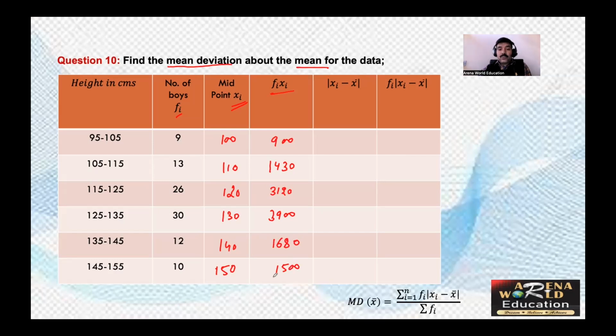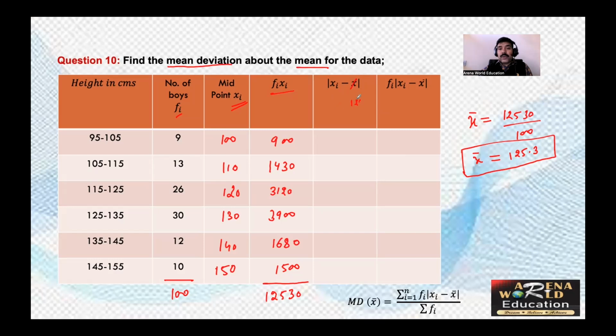Now to find the mean, what we will do, we will find this sum and this sum of fi, right? So this will be what? 12,530. And what is fi? Total fi will be 100. Now what is X bar? X bar means mean. So mean will be 12,530 divided by 100. So this will be equal to what? Again, we are having a decimal number. So you have to be very, very careful. X bar is 125.3.